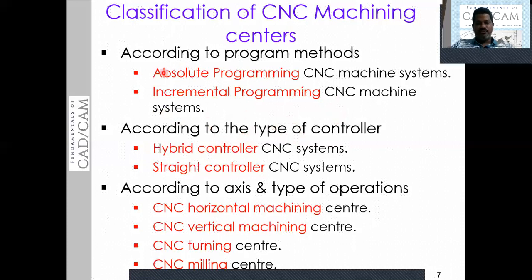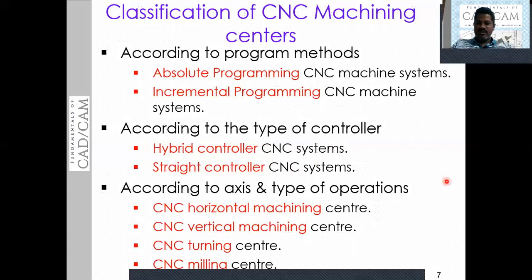Like that, absolute programming and incremental programming will work out. Then, according to the type of control, you have seen the hybrid controller and straight controller. So you can hybridize the controllers. You can mix up one or two controllers, or you can use a single controller. Straight away you can control the CNC system. So these are hybrid controller and straight controller.